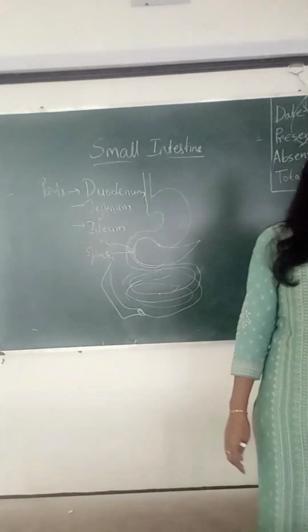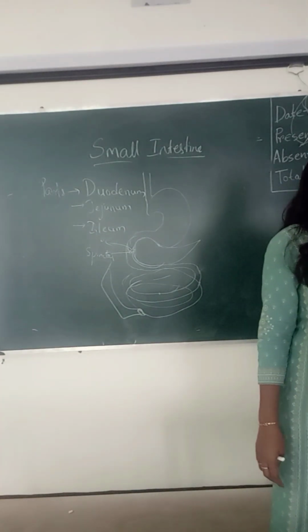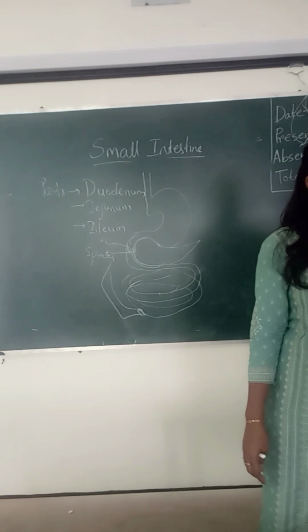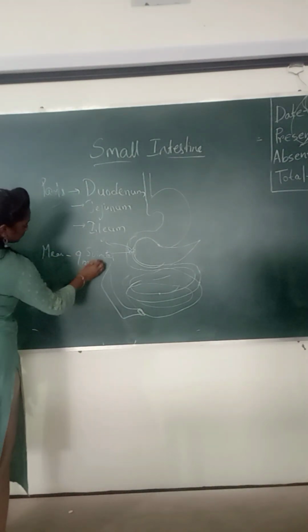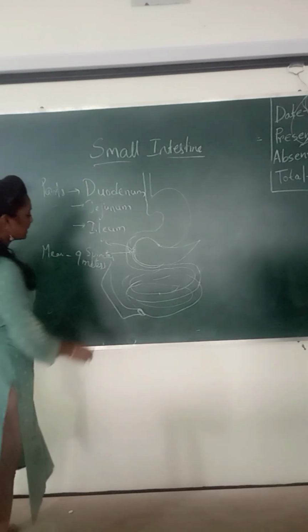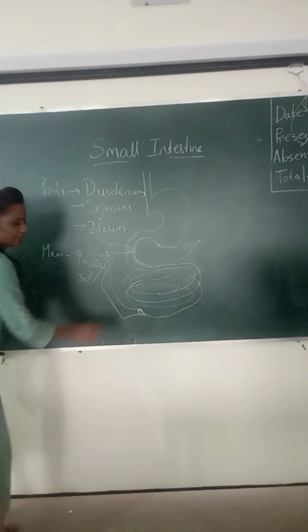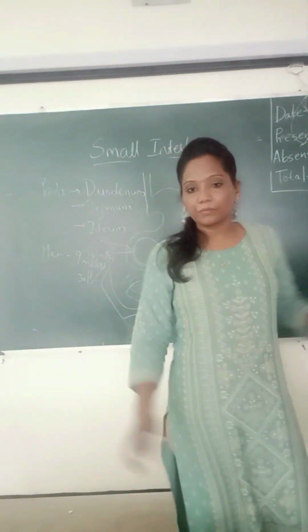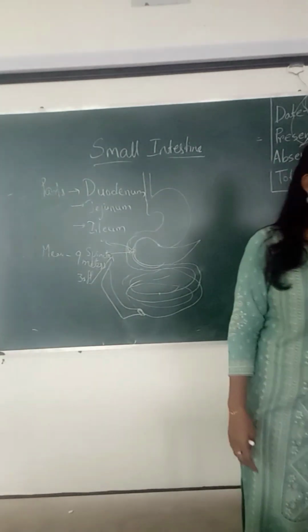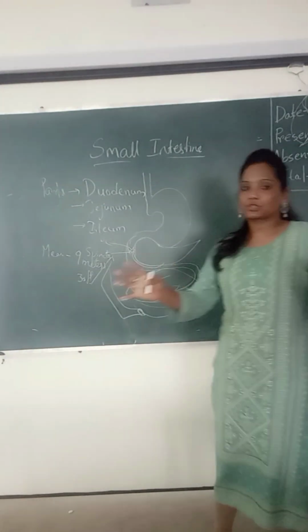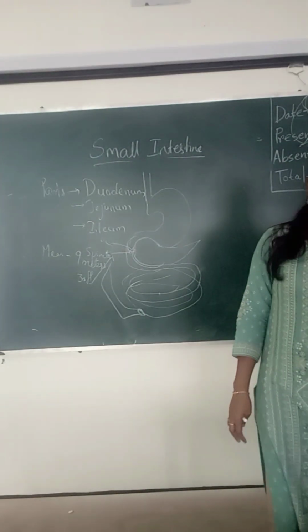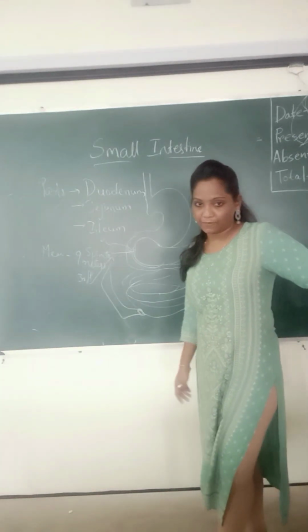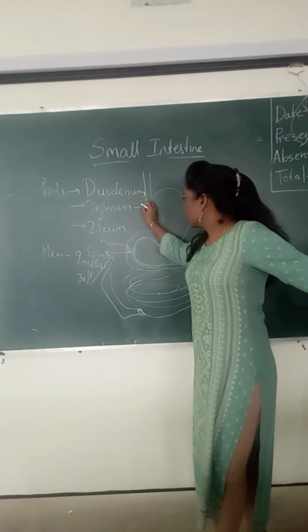So what is the average normal length of the small intestine? It is a total of 9 meters in length. The total small intestine measures 9 meters, or we can say 30 feet. And from that you can see the duodenum is the shortest portion, and it is the widest portion also, where food is received or dumped from the stomach. It's the shortest and widest portion, and looks like a C shape.